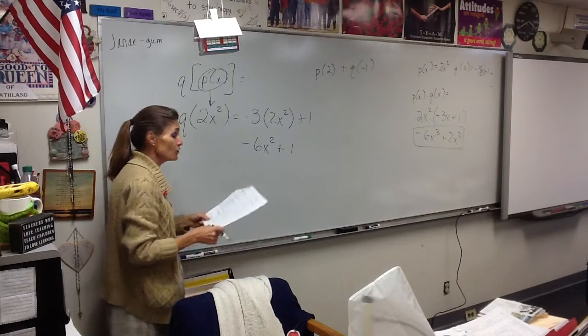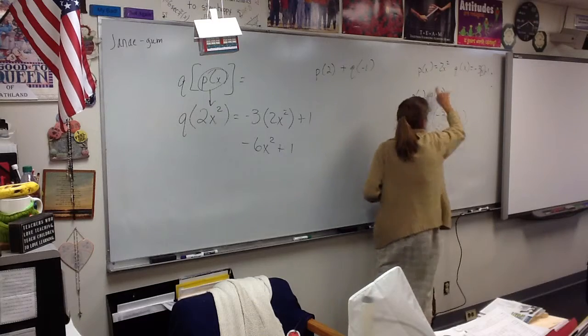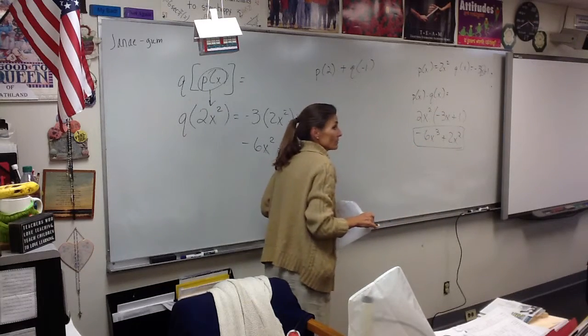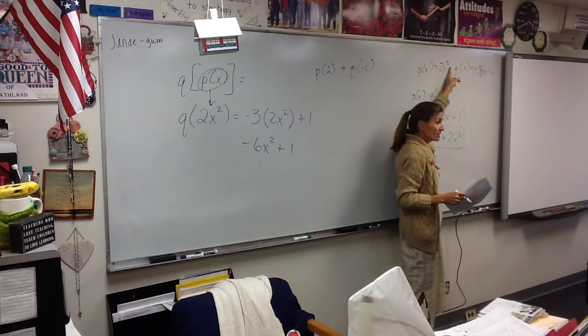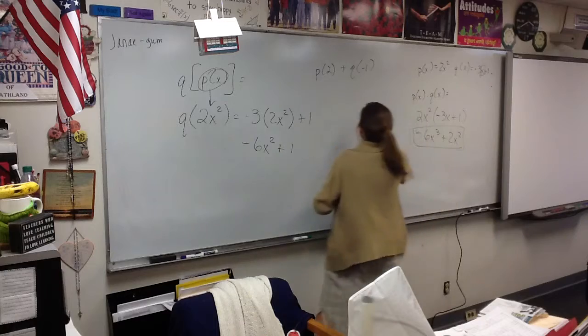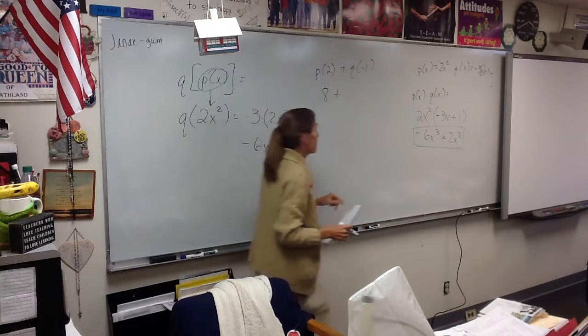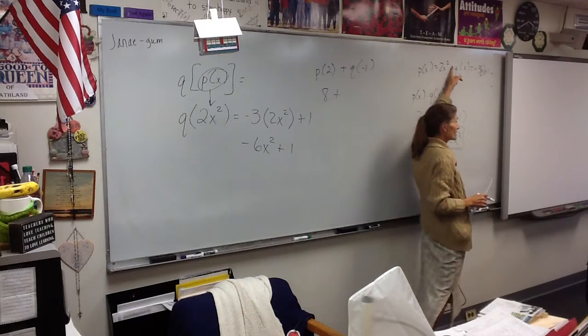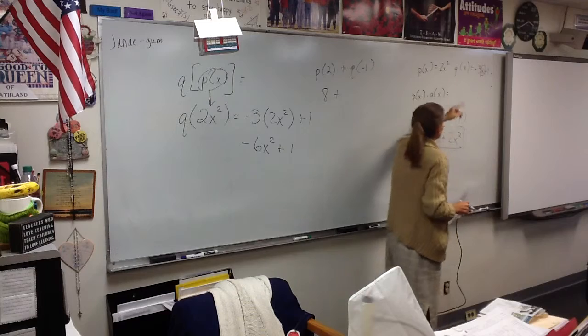All right, P of 2. I want P of 2. What will P of 2 be? I put 2 in for the x. 2 squared is 4 times 2 is 8. So P of 2 is 8. Remember, we do exponents first. So 2 squared times 2.